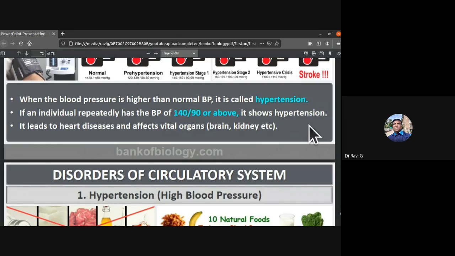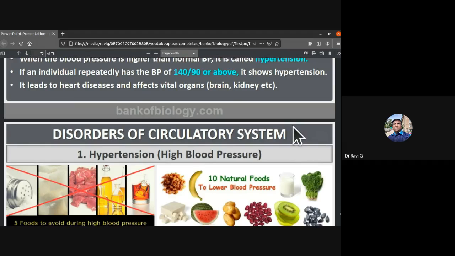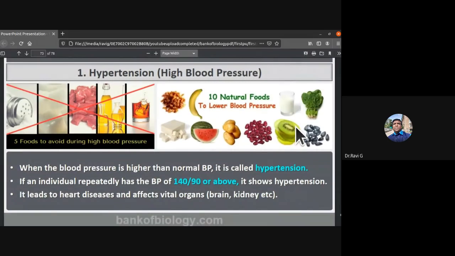So when the blood pressure is higher than the normal blood pressure, it is called hypertension. If an individual repeatedly has a blood pressure of 140 by 90 or above, it shows hypertension. It leads to heart diseases and affects vital organs like the brain, kidney, etc.